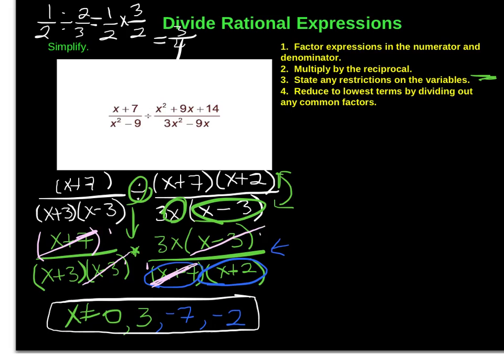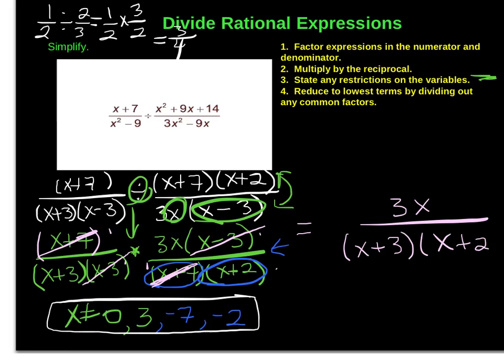Okay. Sometimes if you're not keeping track of it too nicely, it can get a little messy. So we've got now 3x in the numerator. That's the only thing left in our numerator. And x plus 3 and x plus 2 in our denominator. And also, remember, our restrictions are right there. Okay, let's have a look at some more examples where we mix them all up together so you can figure it out.